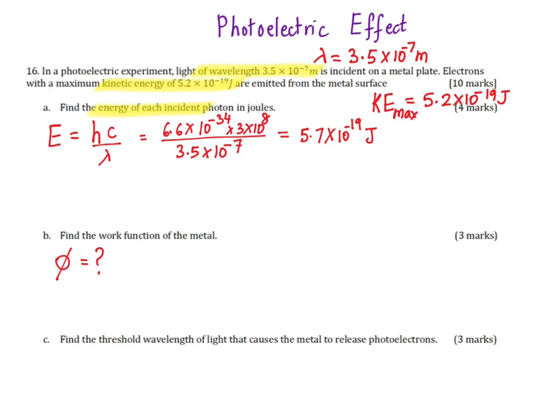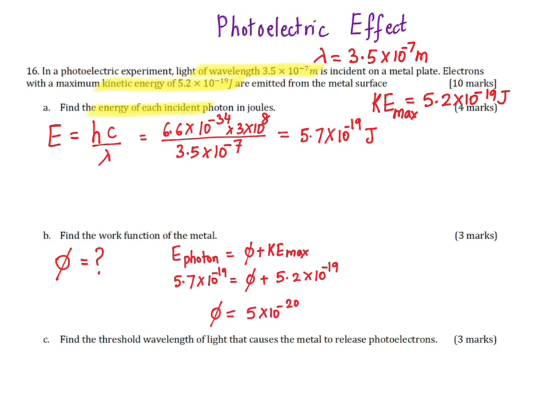Find the work function of the metal. Now, because they have not given us the threshold wavelength, we will use the formula E photon is equal to phi plus Ke max. Substitute the numbers for E photon and Ke max, and then we can get the answer for phi, which is 5 times 10 to the negative 20, and don't forget the unit, joules. Work function is also energy, and that's why the unit will be joules.